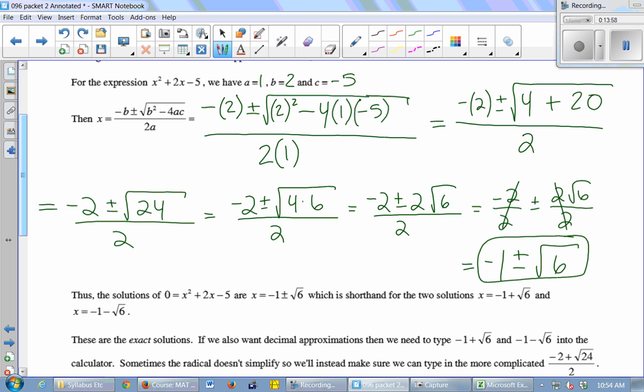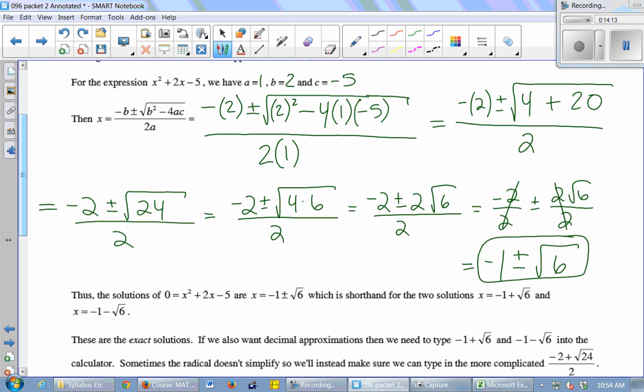So those are our solutions. -1 plus or minus root 6. Okay. Which is shorthand for 2 different solutions, -1 plus square root 6 and -1 minus square root 6. Those are the exact solutions.